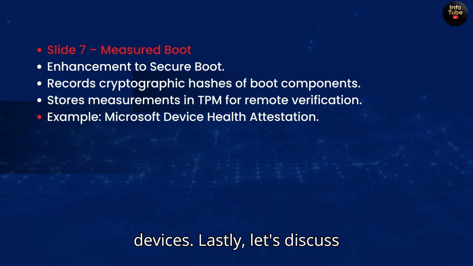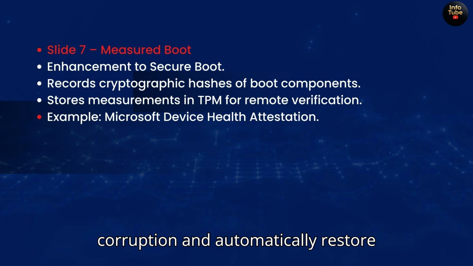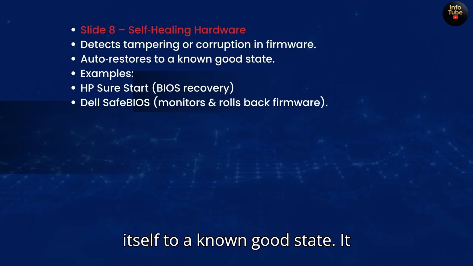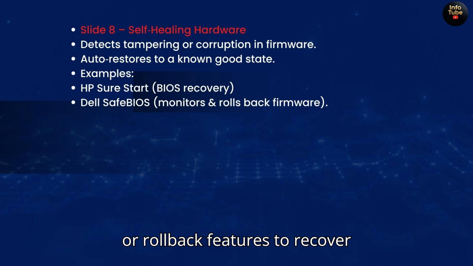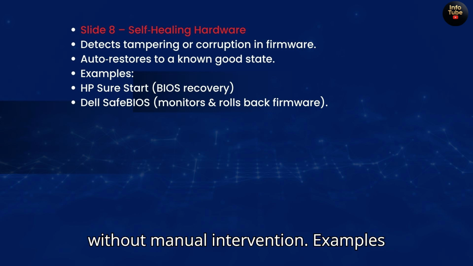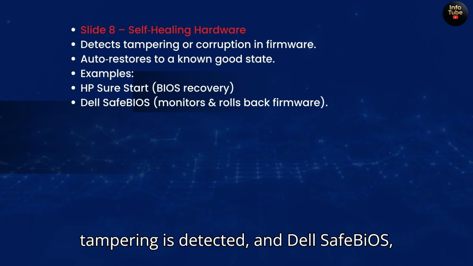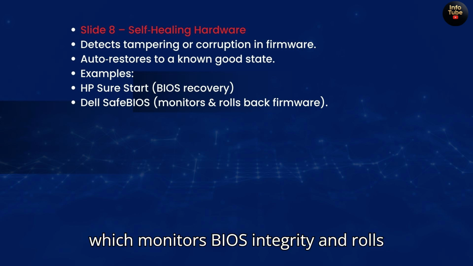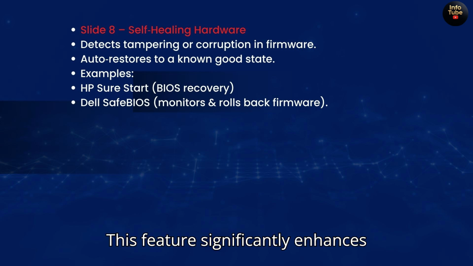Lastly, let's discuss self-healing hardware. Self-healing hardware can detect firmware tampering or corruption and automatically restore itself to a known good state. It typically uses redundant firmware images or rollback features to recover without manual intervention. Examples include HP Sure Start, which automatically restores the BIOS if tampering is detected, and Dell Safe BIOS, which monitors BIOS integrity and rolls back changes if anomalies are found. This feature significantly enhances resilience against firmware-level attacks.